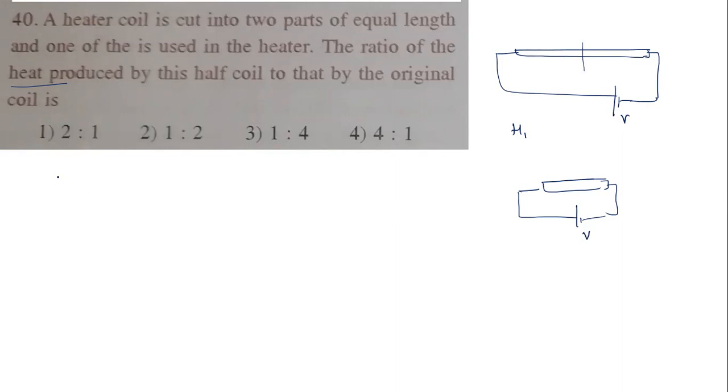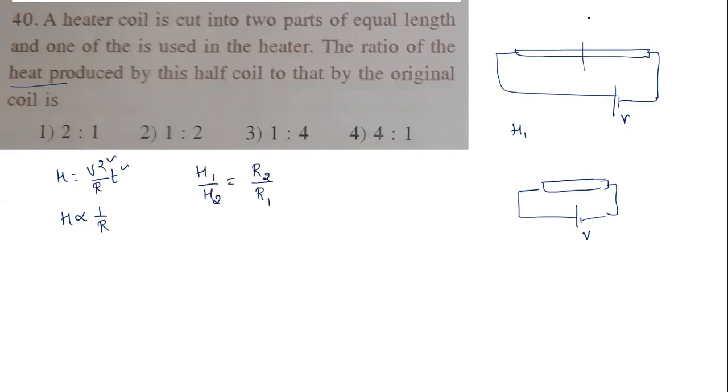So for heat generated, what formula do I need to use? V square by R times T. Here voltage is constant, so I need to use this equation. Heat produced is proportional to 1 by R, because time is the same and voltage is the same. Since voltage and time are constant, heat produced is proportional to 1 by R. So I can say H1 by H2 equals R2 by R1.